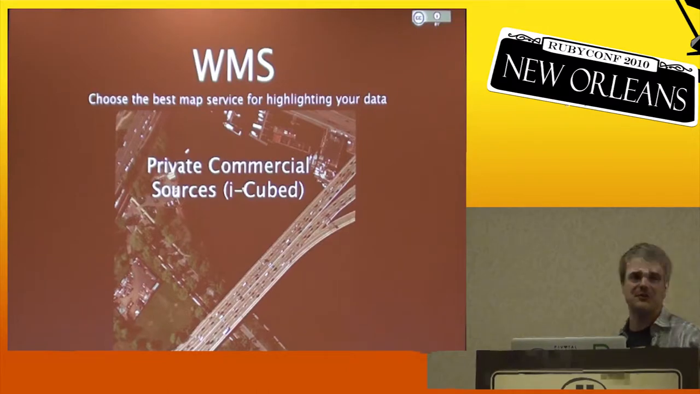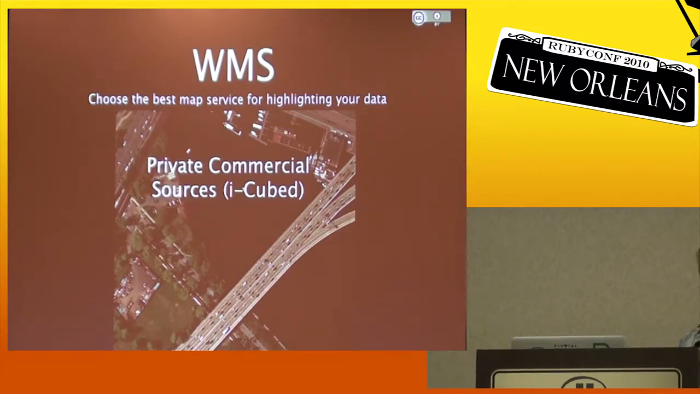There are other sources too. You don't have to go to any of the big providers, or the well-known names. You can actually buy pretty good imagery from commercial sources. This is where it gets expensive. But you can get a really good high-resolution picture of, this is the 14th Street Bridge. The bridge connects DC to Northern Virginia, one of the many bridges that connect DC to Northern Virginia.